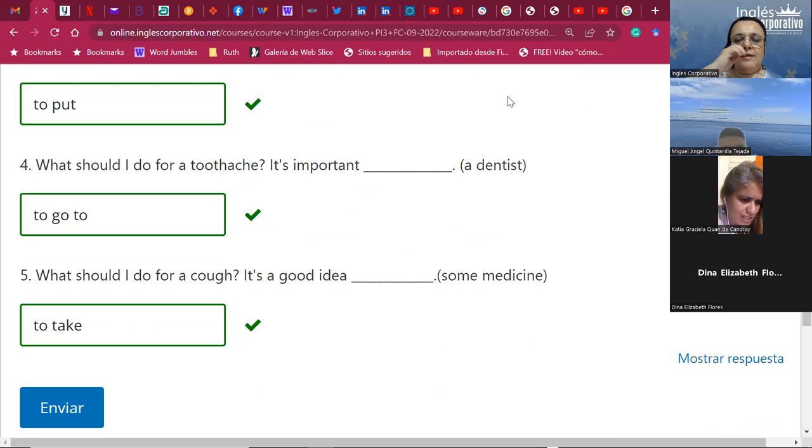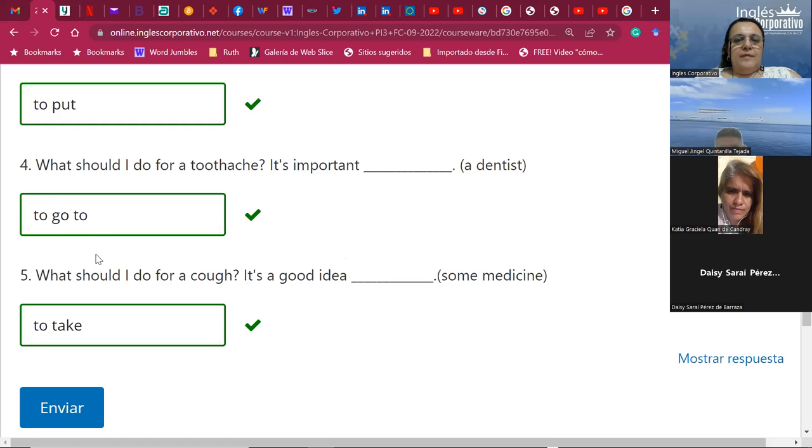Okay, somebody asked for number four. I guess that he has it wrong because he doesn't put the other two here. What should I do for a toothache? It's important to go to a dentist. Okay, maybe that's why you have problems there. You have to write to go to a dentist.